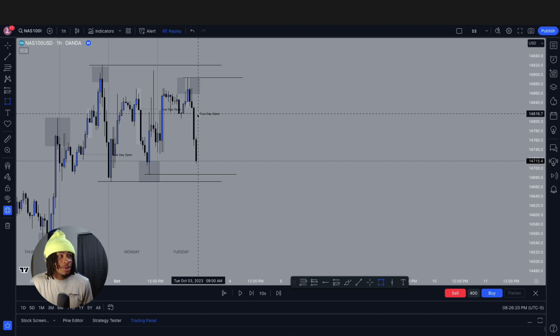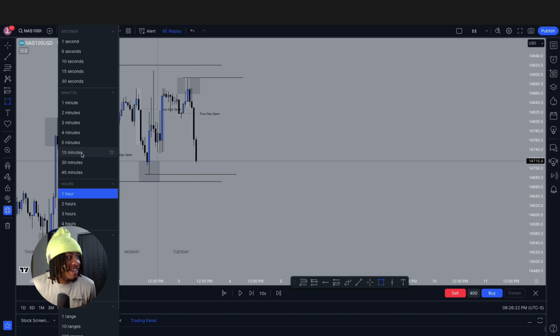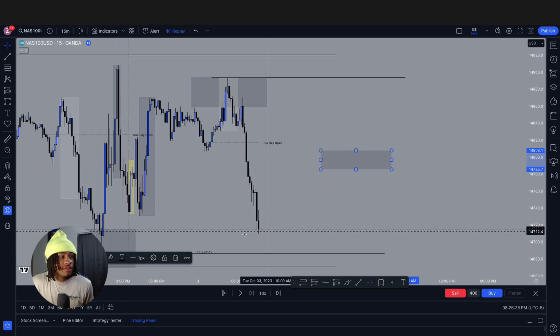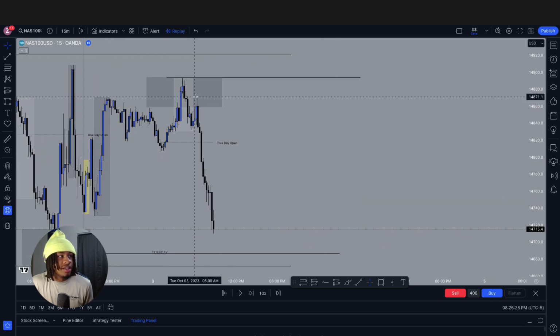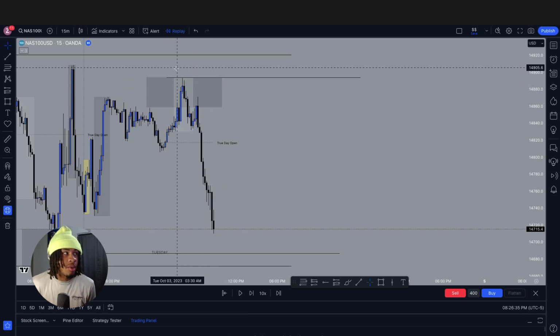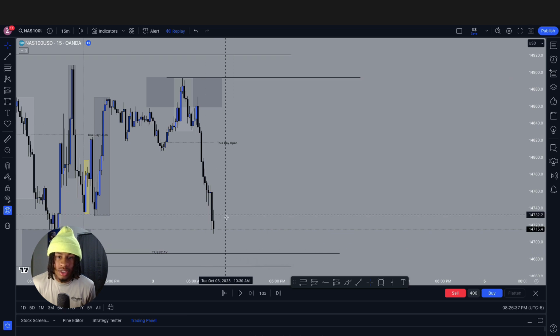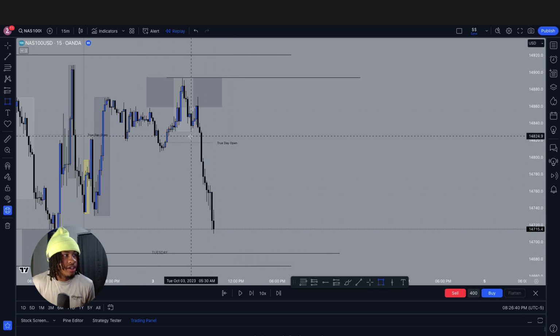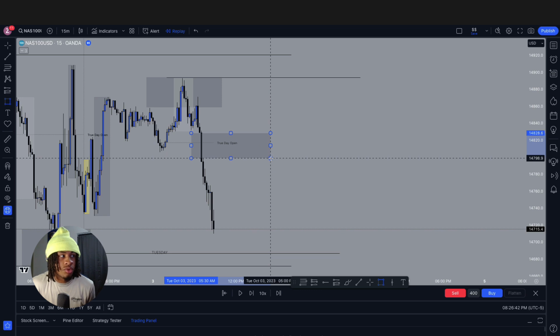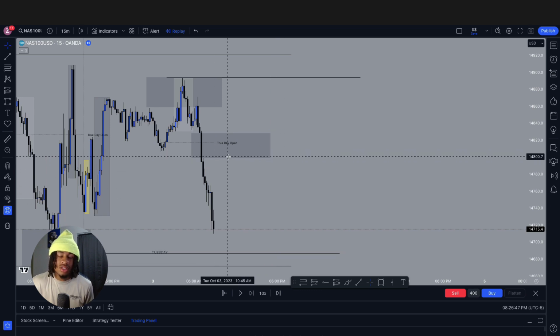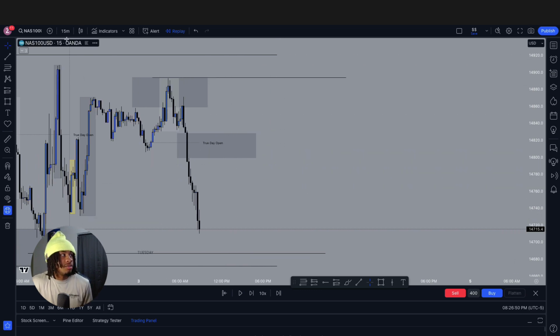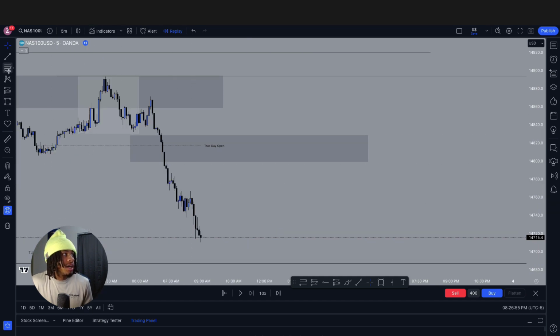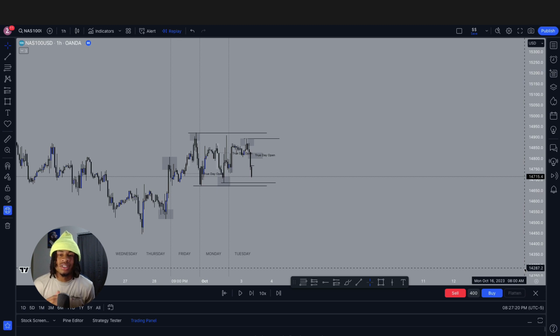If you're an ICT student, okay, we're going to go ahead and drop to the 15 minute. In the 15 minute, we see that this is internal range liquidity. Why? This is a high created inside of our external range liquidity. Does that make sense? This right here is an inefficiency in our range of liquidity. So this can be a draw on liquidity. Now let's drop into a lower time frame. This swing high is internal range liquidity. It's actually fairly simple when you can do a top down.